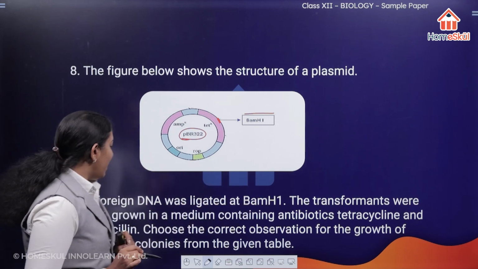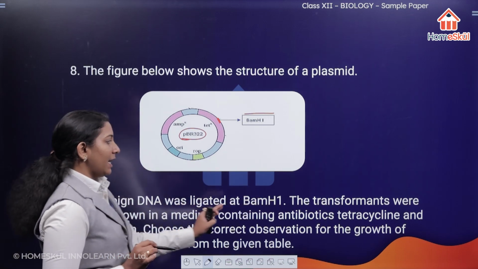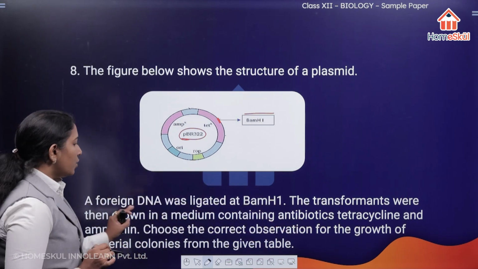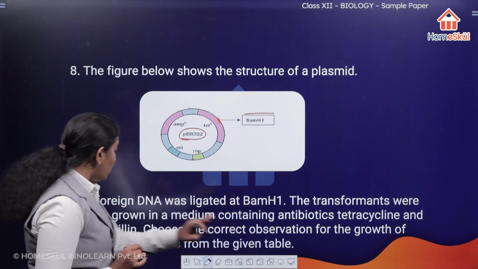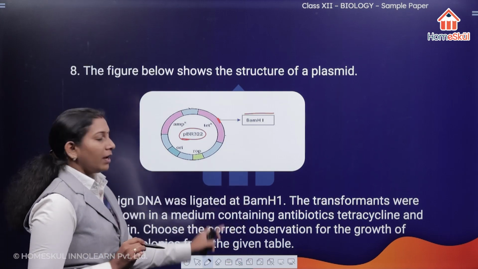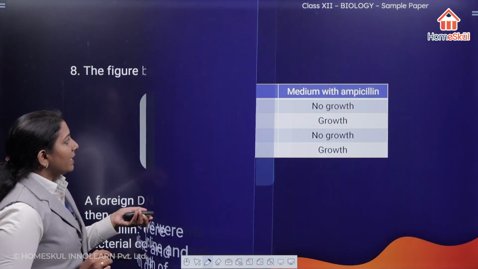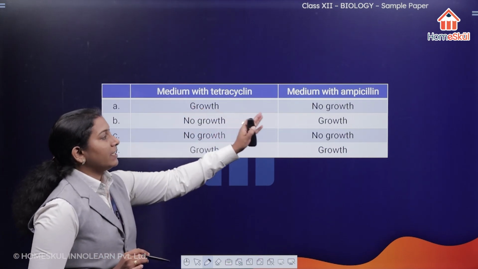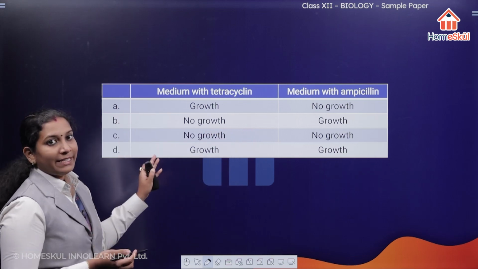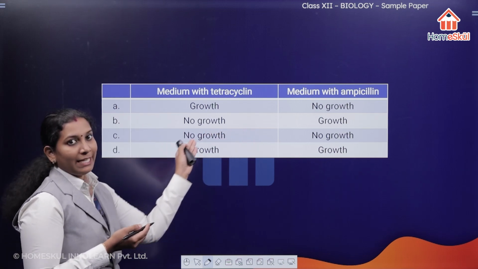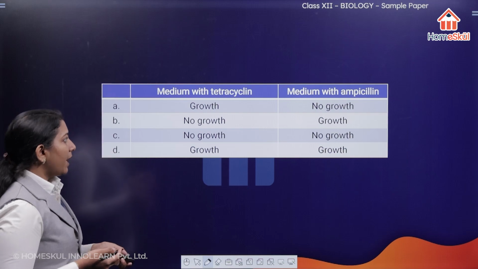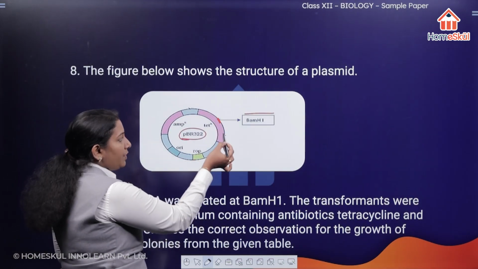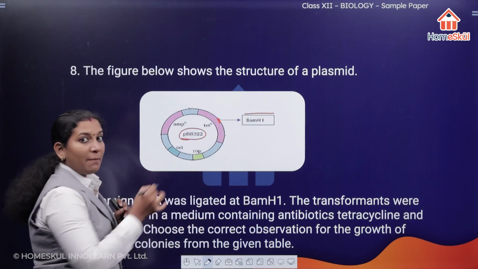The transformants were then grown in a medium containing antibiotics, tetracycline and ampicillin. So choose the correct observation for the growth of the bacterial colonies from the given table. Okay, you can see a table here, that is a medium with tetracycline, and a medium with ampicillin. Whether the bacterial cell grows in this tetracycline medium or in this ampicillin medium, that you have to find here. Okay, so here you can see the gene of interest was ligated in this site, in the BamHI site.